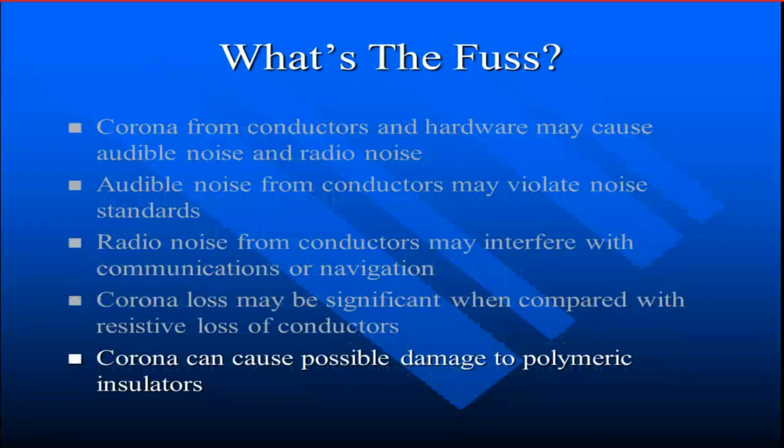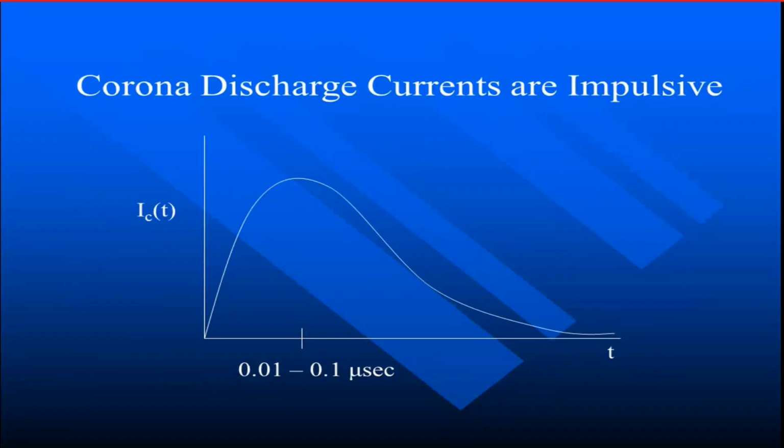Okay, so the next point is that corona can cause possible damage of the insulator. This is the corona discharge current, and here you can see that it increases drastically. This is the build up and this is the discharge, and the period is between 0.01 and 0.1 microsecond. So it is a very impulsive current, meaning an impulsive discharge is there.